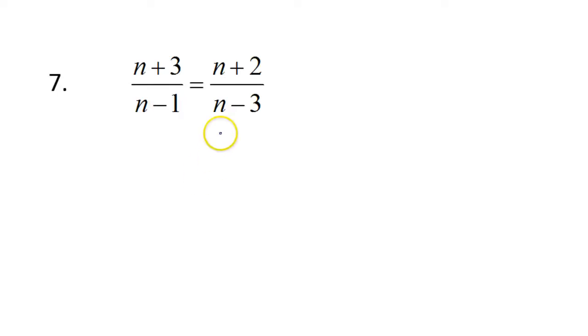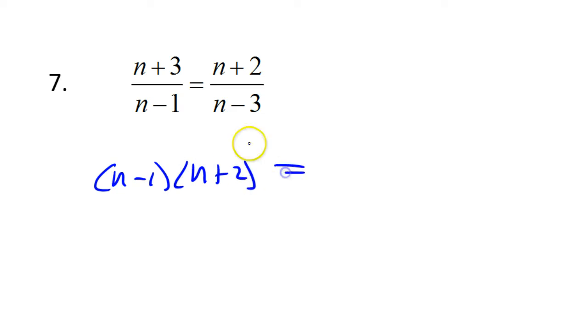In this video, we're going to be solving rational equations such as these. Now, there's more than one method. For example, I would usually cross multiply these by multiplying n minus 1 times n plus 2 and setting that equal to n plus 3 times n minus 3 and going from there. That's what I usually would do.